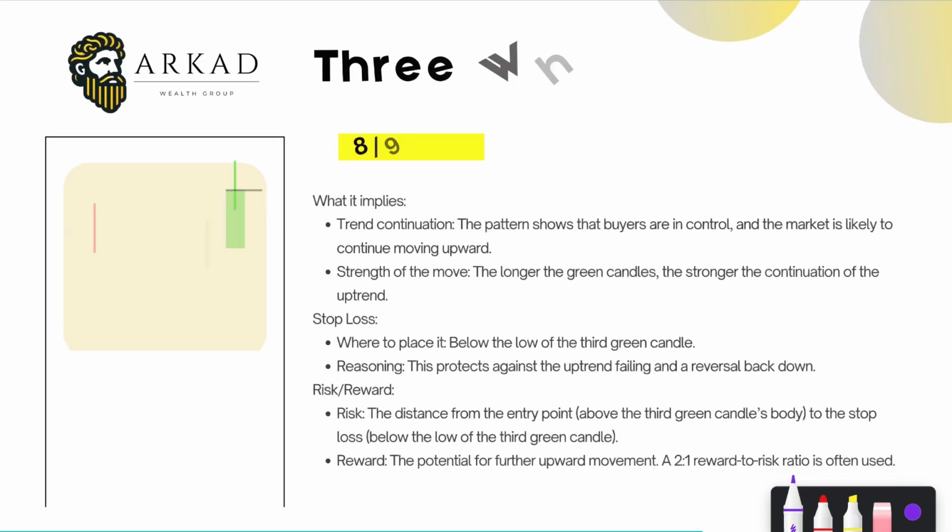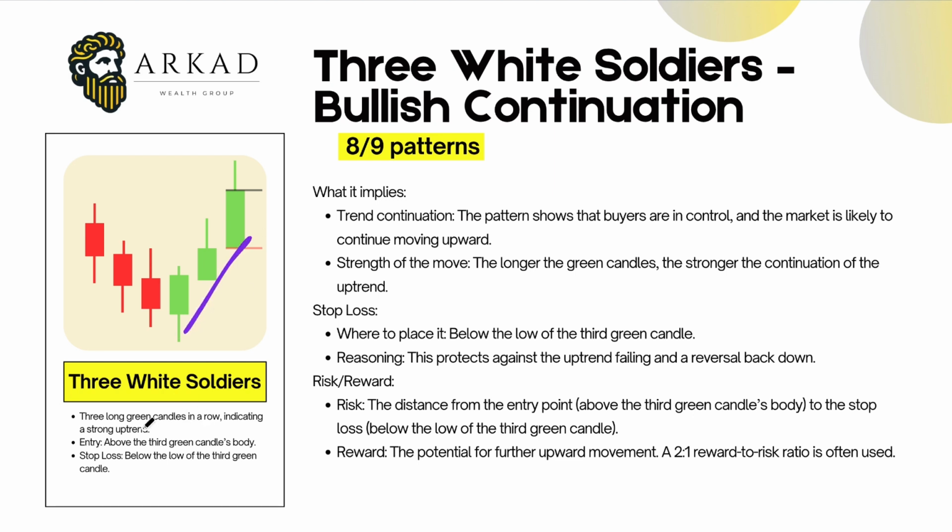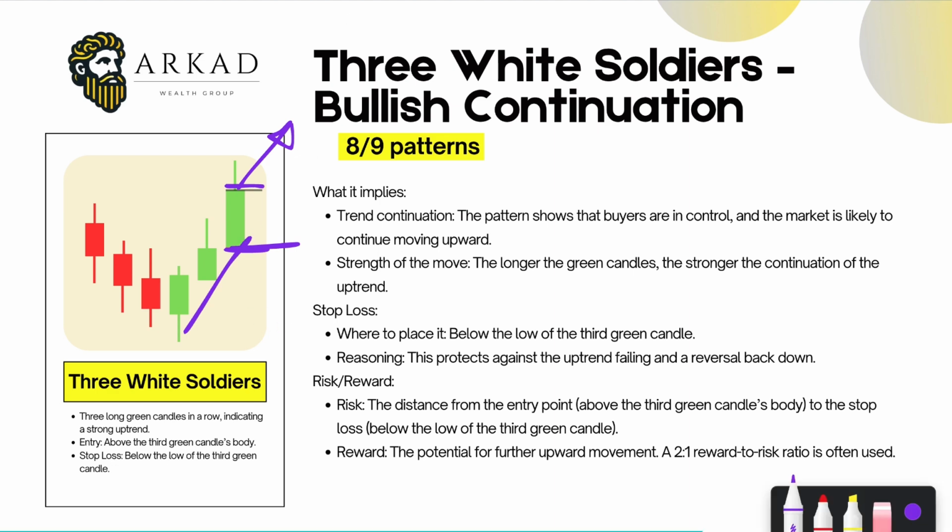Okay, second to last one are 3 white soldiers, a bullish continuation. So what it implies is the pattern shows that buyers are in control and the market is likely to continue moving upward. Strength of the move: the longer the green candle is, the stronger the continuation uptrend. 3 long green candles in a row. 1, 2, 3. Entry above the 3rd green candle's body. So your entry is right here. Your stop loss below the 3rd green candle's low. The low right here. So bullish, you think it's going to go up. That's basically what it is. You see 1, 2, and 3 candles happening, and you say, hey, that's going to go up.